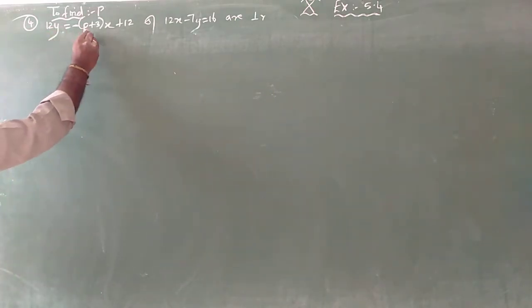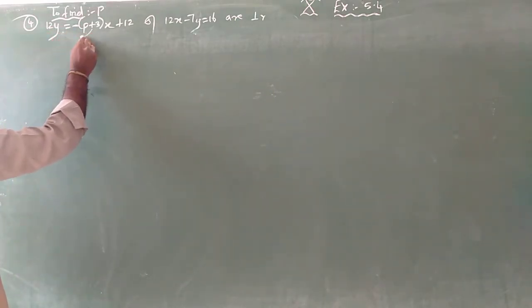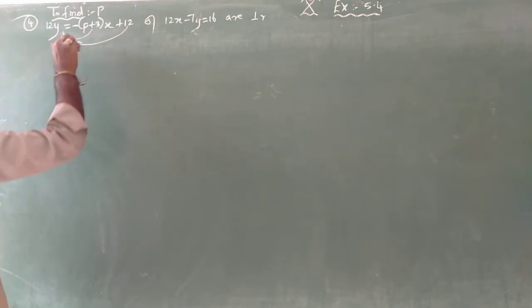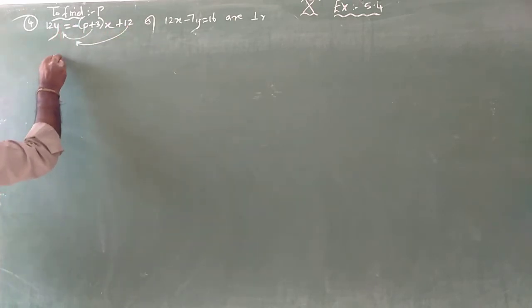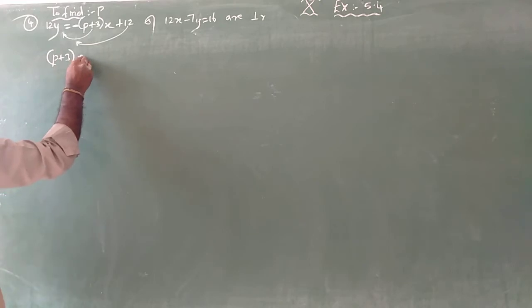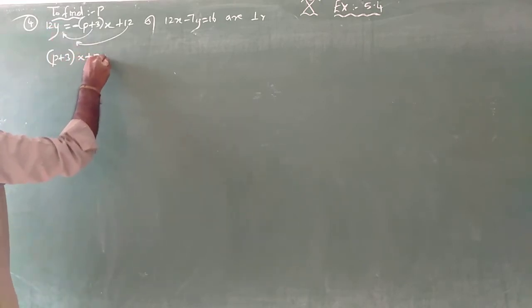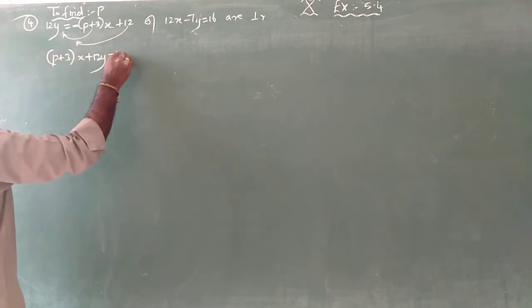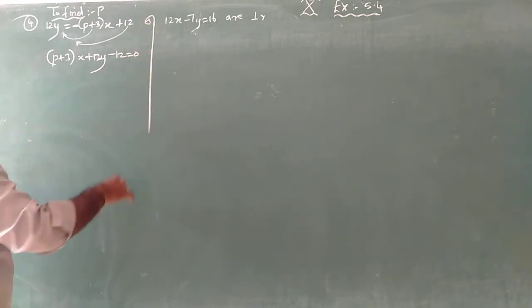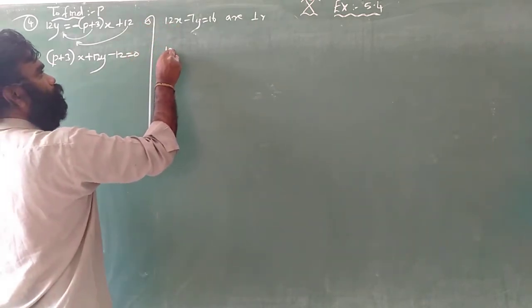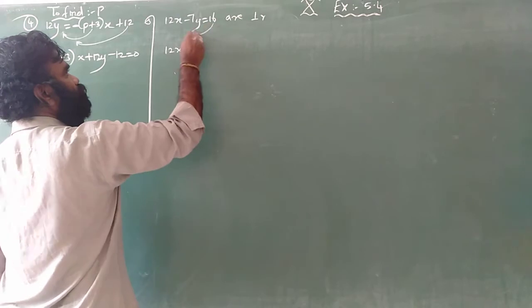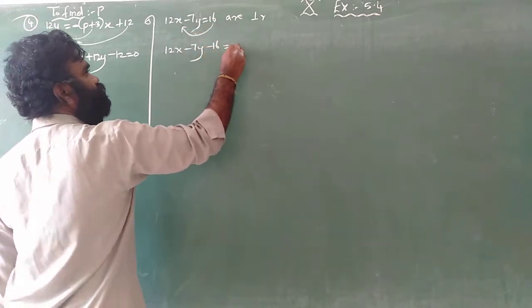Let this one come this side, and this one will come this side, so this minus will become plus. Plus (b + 3)x, this is plus 12y, and 12 comes this side, becomes minus 12 equal to 0. This one will become 12x, no, the same: 12x minus 7y, 16 comes this side, minus 16 equal to 0.